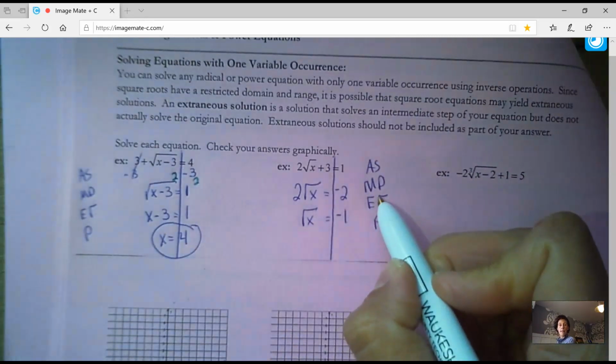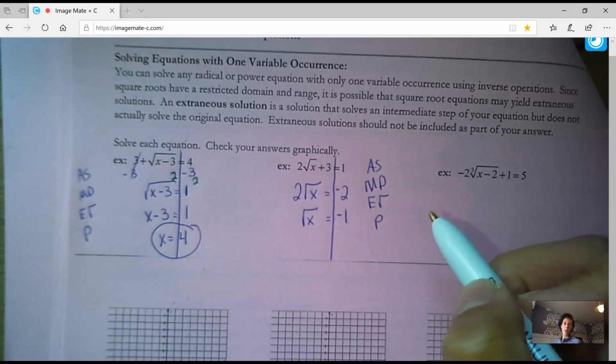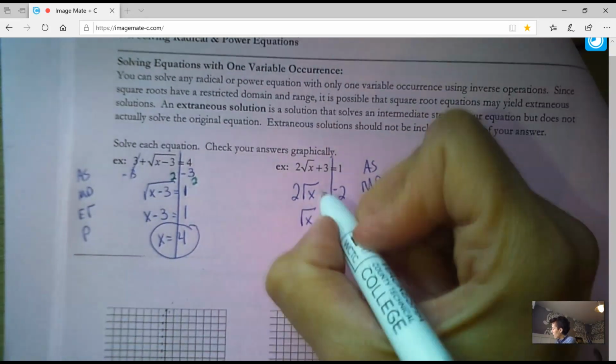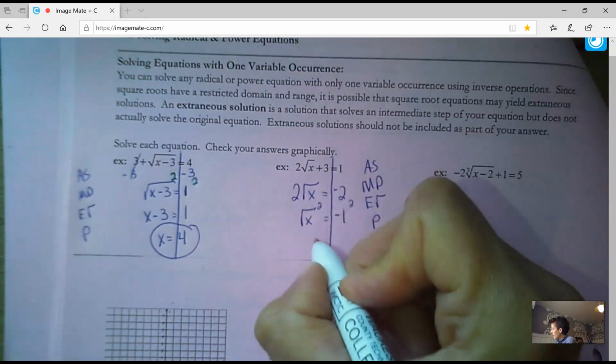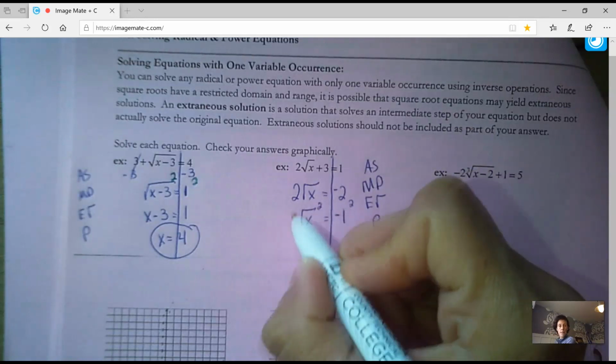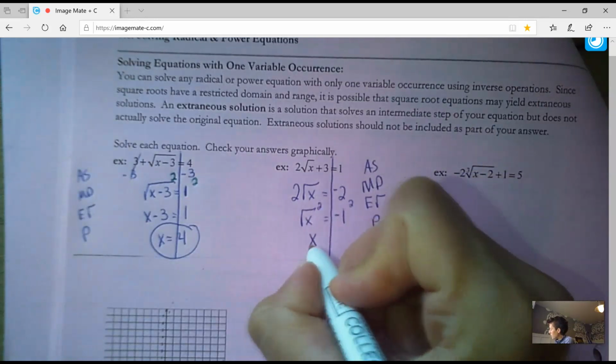And now to get rid of that square root, again, I'll use its exponent counterpart, which is a square. So I square the left side and the right side. So again, that squared cancels out that little check mark, that square root, so we get an x.